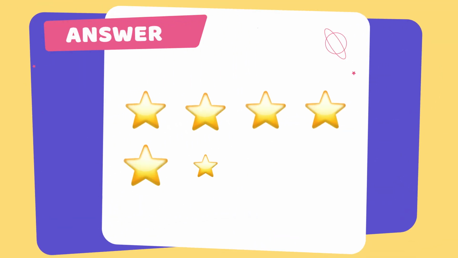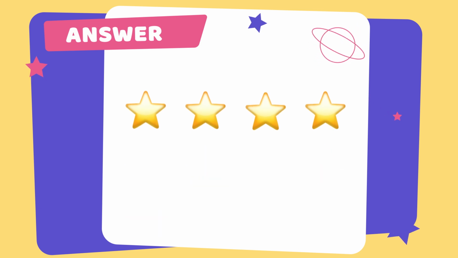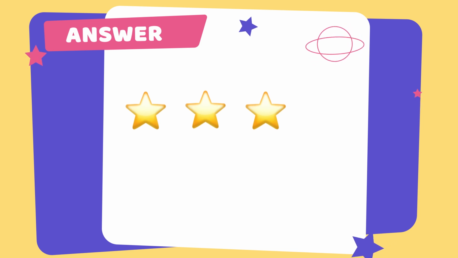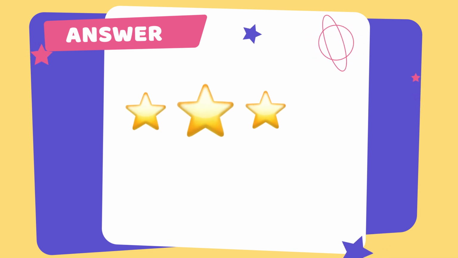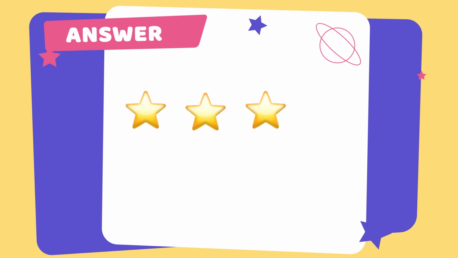Jack starts with 9 stars. He loses 6 stars while playing. How many stars does Jack have left? Let's count together. 1, 2, 3. That's right. Jack has 3 stars left.